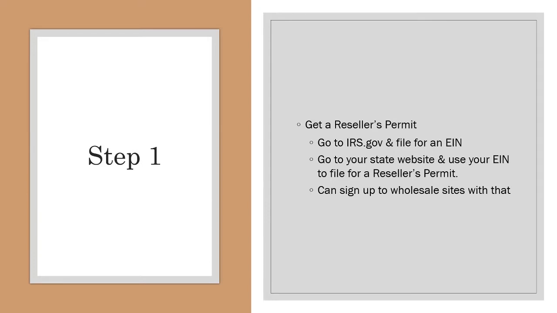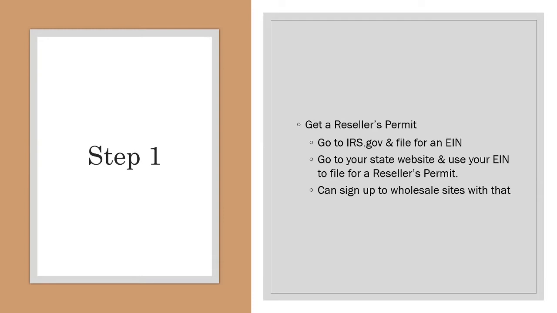So if you live in the US, obviously you want to go to irs.gov and file for an EIN number. Once you have your EIN number, which I always say is kind of like a business social security number, even though it's not. It's just the easiest way to relay that to people that might not have an EIN number and don't understand what they're actually doing, okay? So go to irs.gov, file for an EIN, go to your state website, and use your EIN then to file for a reseller's permit, okay? It might be called a wholesale license or a wholesale permit. There's about 10 different names for it depending on your state.